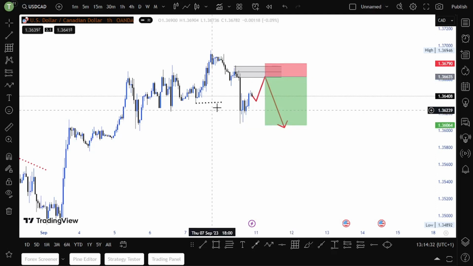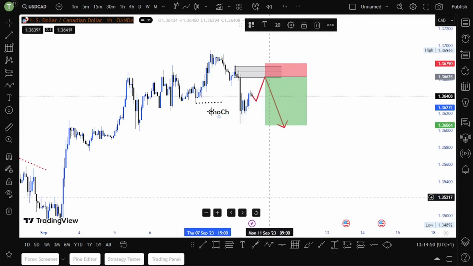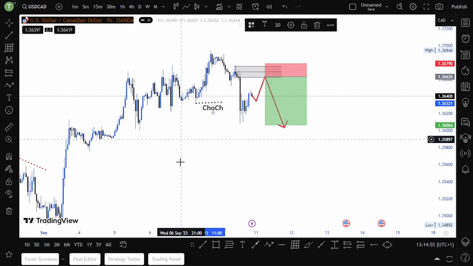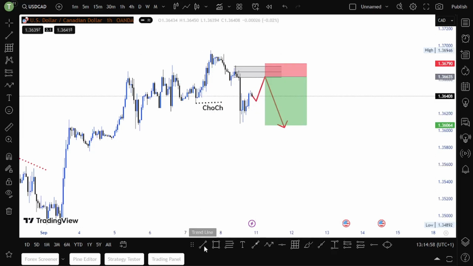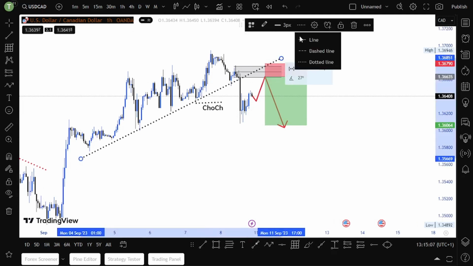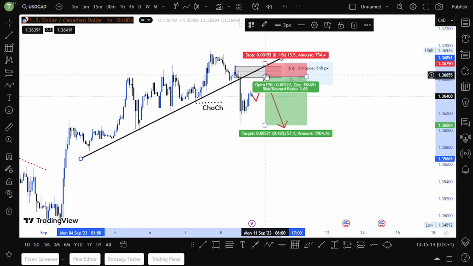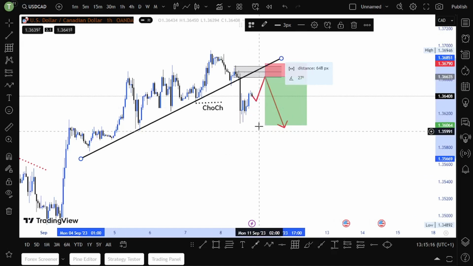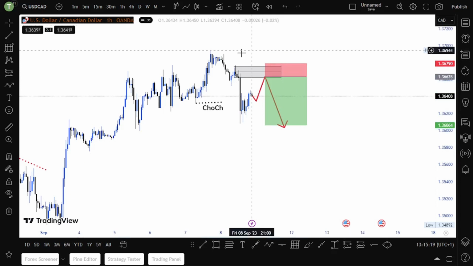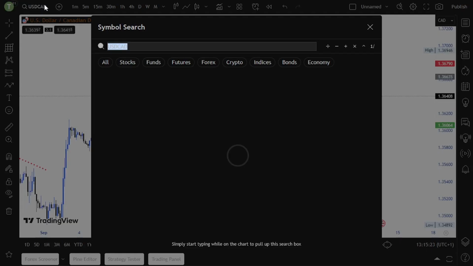You target this low. There is our change of character, guys. Let me just make it clear now. Here is our change of character. Price was in an uptrend. If you are one of those traders that use trend lines, you could draw it like this. As you can see, we broke structure, so now we are waiting for a pullback, and then we sell. It will be a nice sell entry, guys. So that is my view on USD CAD, we have a nice sell setup.